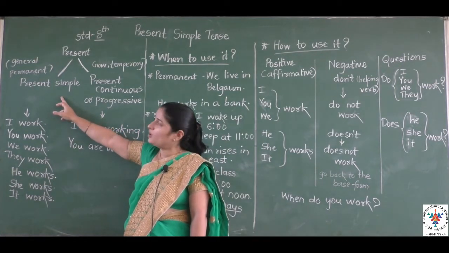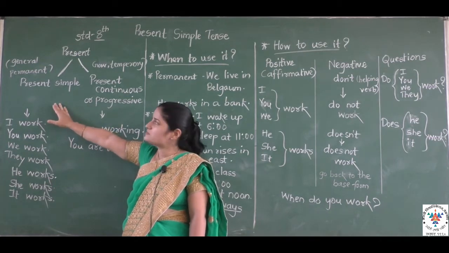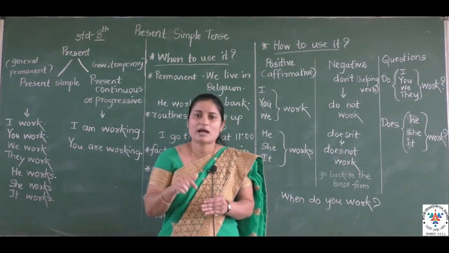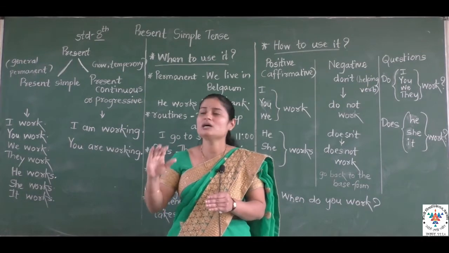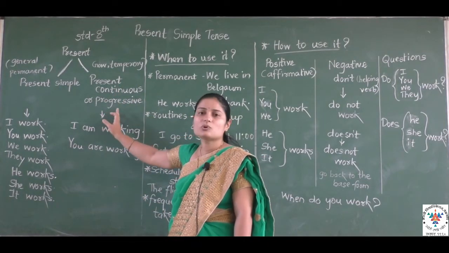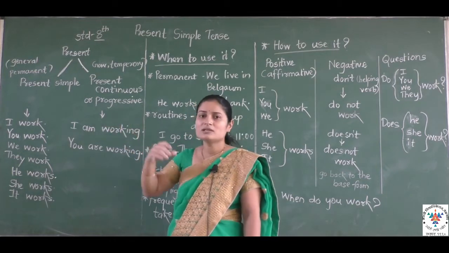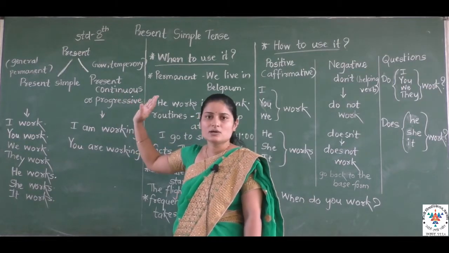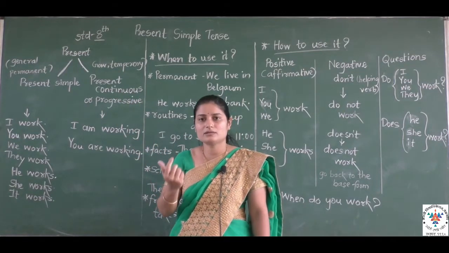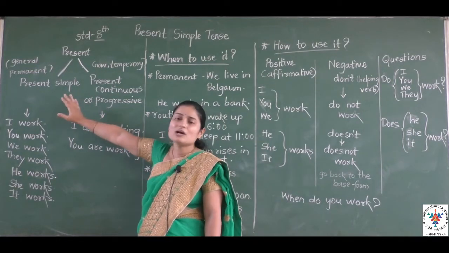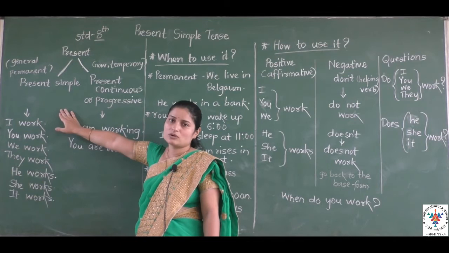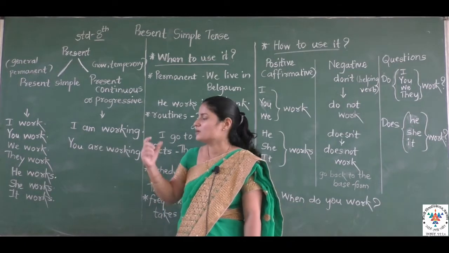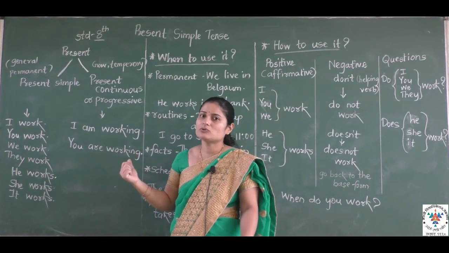For a general way or permanent activity, present simple tense is used. For something temporary, something you are doing now, when an action is going on at that moment, present continuous or progressive tense is used. Today we will learn about present simple tense. We must concentrate on this part.